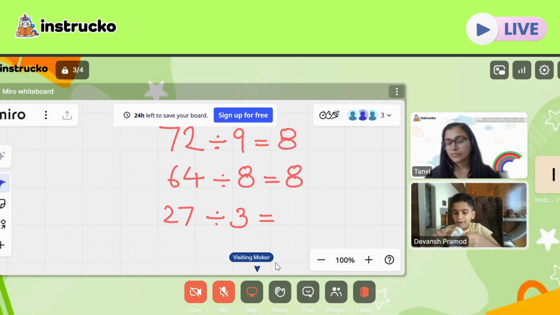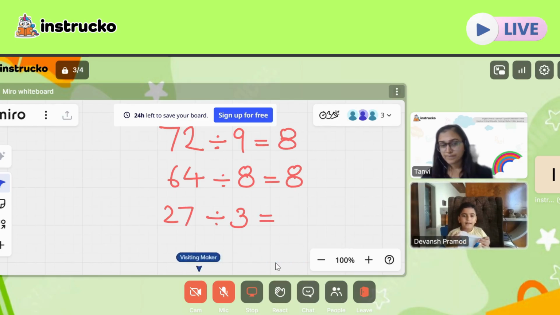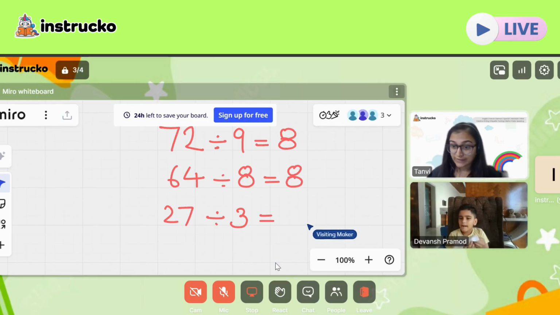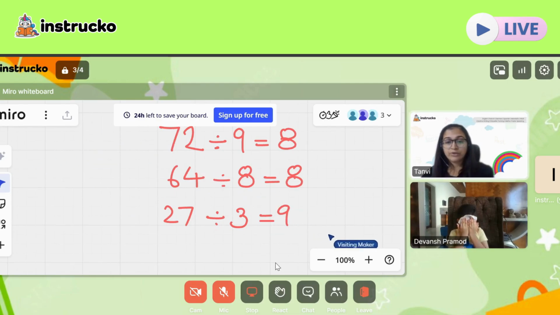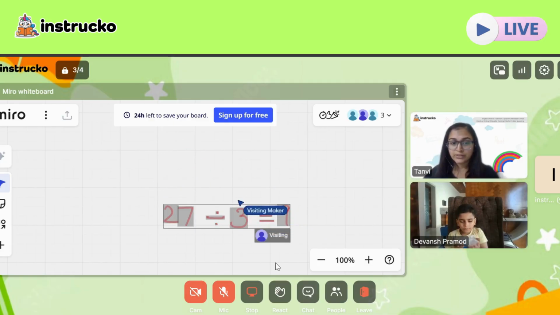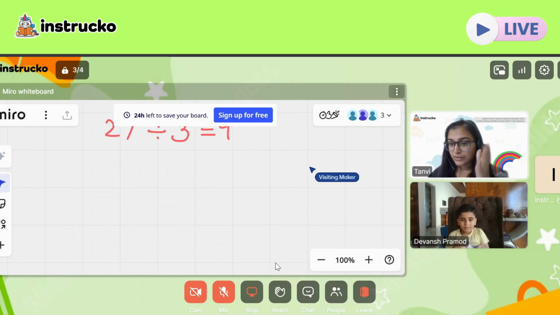Okay. What would be 27 divided by 3? 27 divided by 3. 9. Yes. Okay. Were we writing this a little differently? Let's say you have the same question. 27 divided by 3 equals 9.